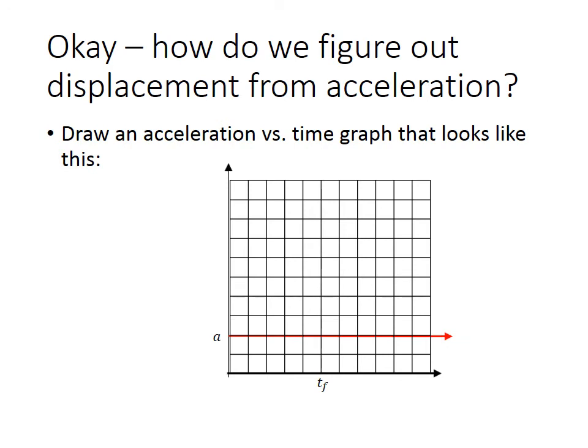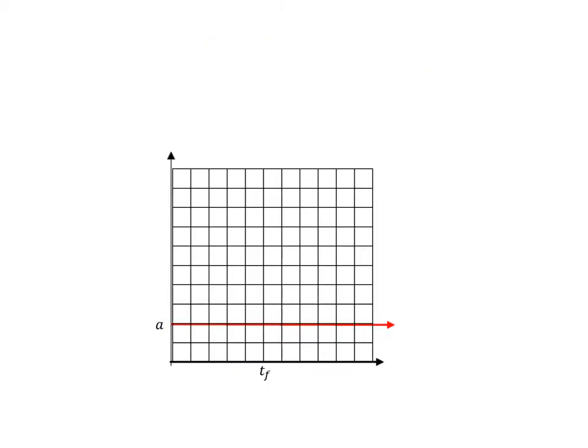How do we figure out displacement from acceleration? I'm going to pick an acceleration versus time graph that looks like this. Some constant acceleration. I'm going to choose this with a positive acceleration because we're going to be dealing with area, and it's easier to start out visualizing area as positive numbers. Okay, here's that same graph from the previous slide.